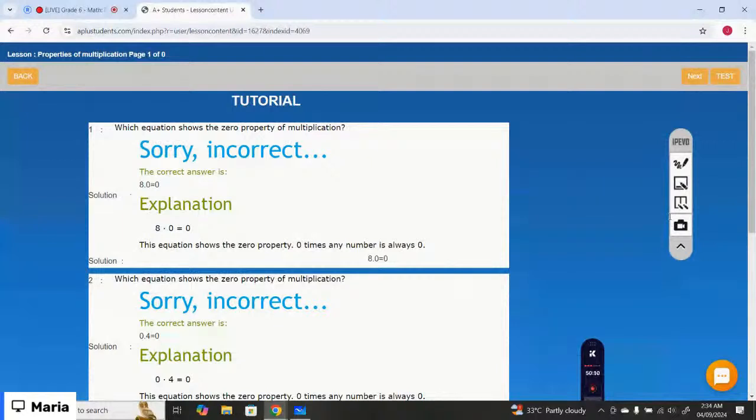With multiplication, they are the same properties, but they involve multiplication, like for addition they involve addition. Let's start with the first example. Properties of multiplication. Which equation shows the zero property of multiplication? So the zero property is when you multiply any number with zero, the result is zero. That means when you multiply with zero, everything is zero. So zero makes everything zero. That is known as the zero property of multiplication. Got it?